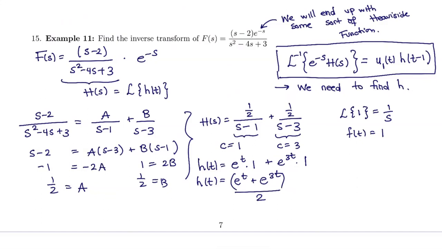And you can use this in your function h so that your final answer is going to be given by f of t is equal to u1 of t times h of t minus 1, where h of t is going to be given by the above function.